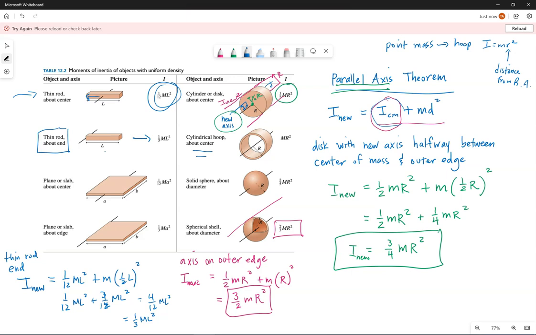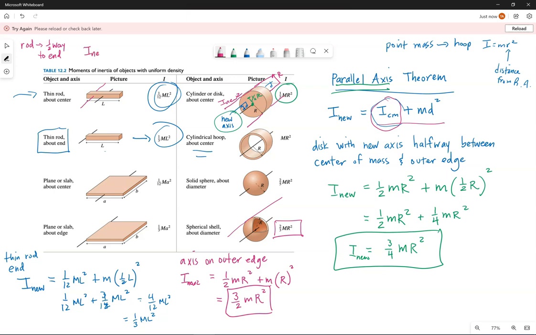So again, we can use that result. That's not a problem. But we can very well have a problem that asks us to find I around, let me try that again, I around halfway. So for the rod, we're changing it to halfway to the end.